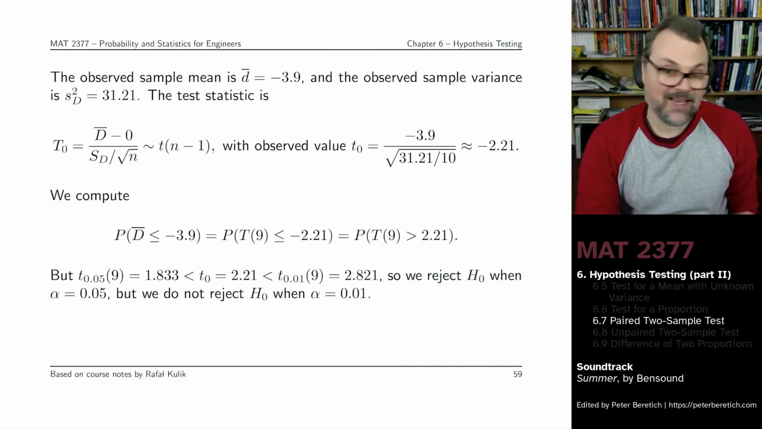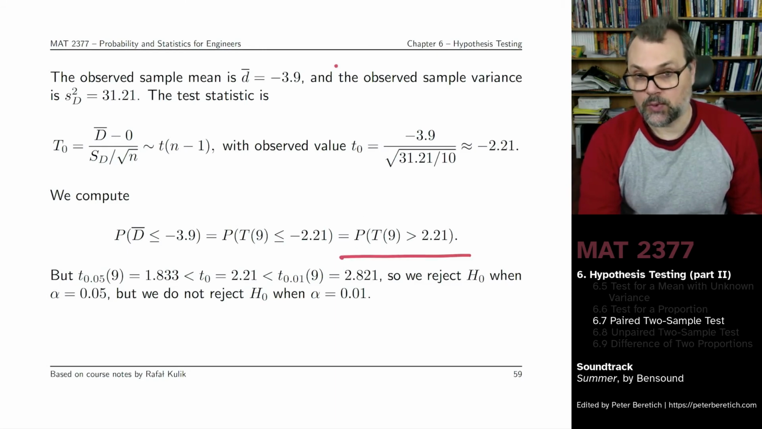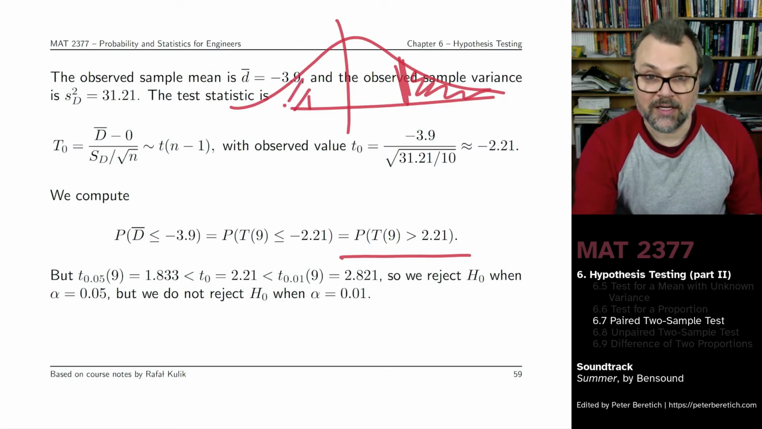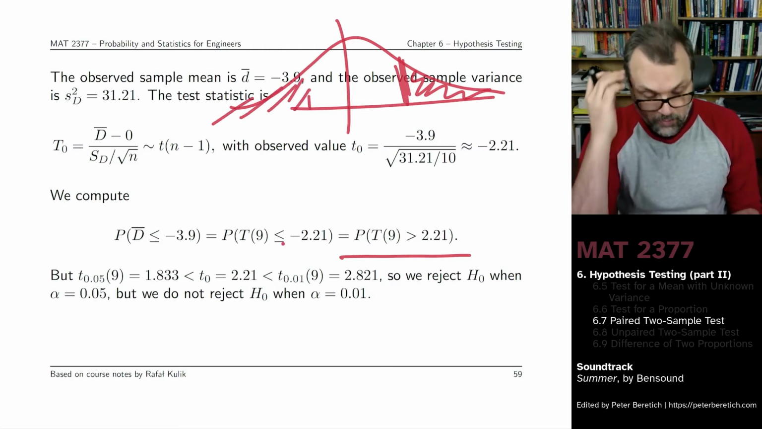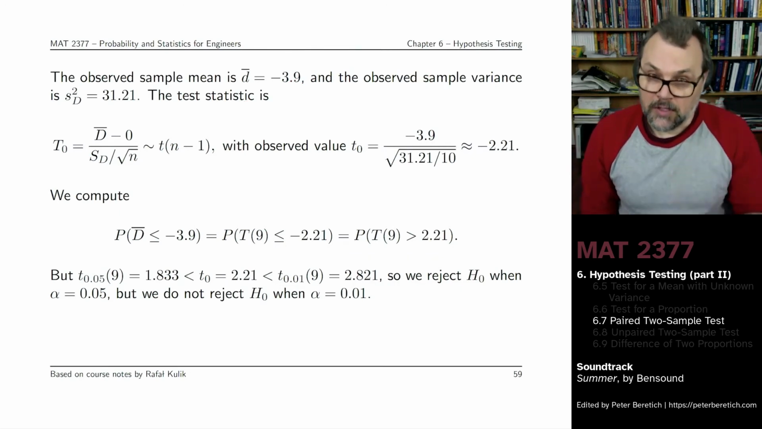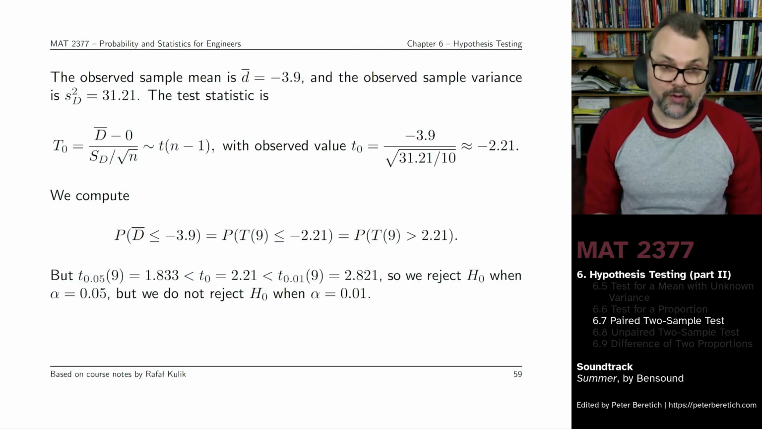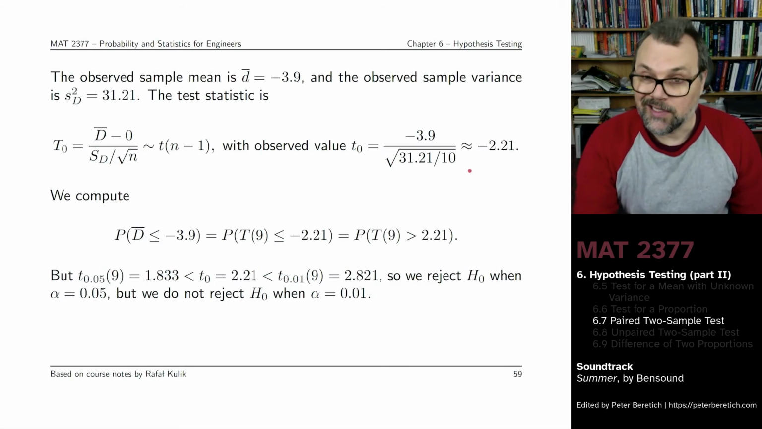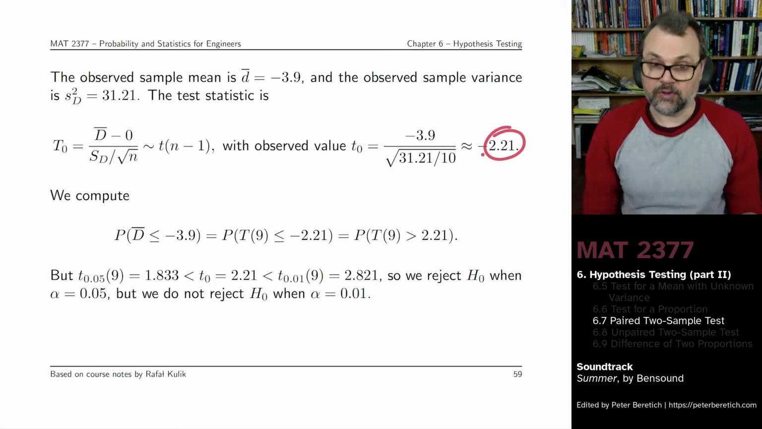If you're just going to use the tables, you need to make this transformation because the table gives you information about quantities that are computed this way. Even though in your case, specifically, you're interested in what's happening here, that is not the way the tables give you the values. Now, the critical value of the student t distribution with 9 degrees of freedom at an alpha of 5% is 1.833. And that's smaller than 2.21, which is the test statistic value, the one you've observed.